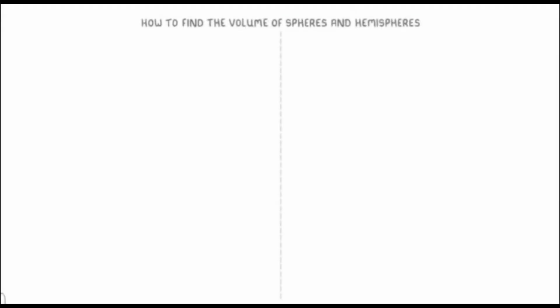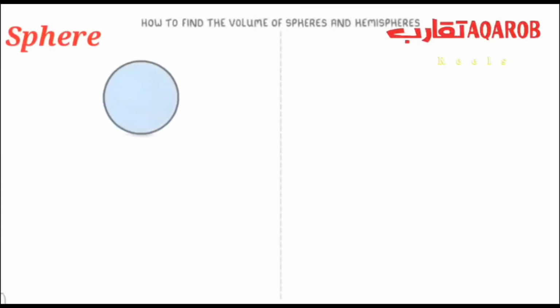In this video, we're looking at how to find the volumes of both spheres, which are tennis ball or football shapes, and hemispheres, which are basically spheres that have been cut in half. To find the volume of a sphere, we use the formula volume equals 4/3 pi r cubed, where r is the radius of the sphere.